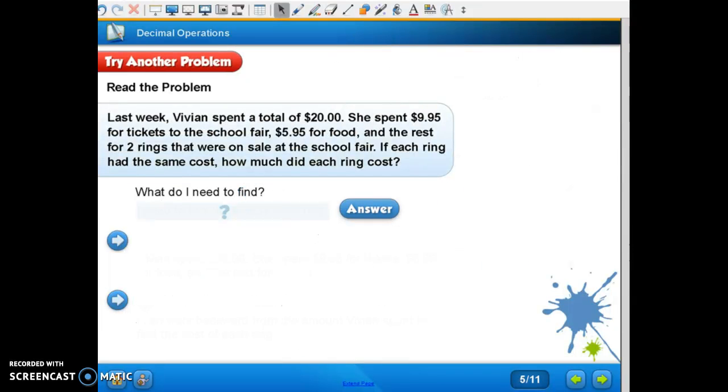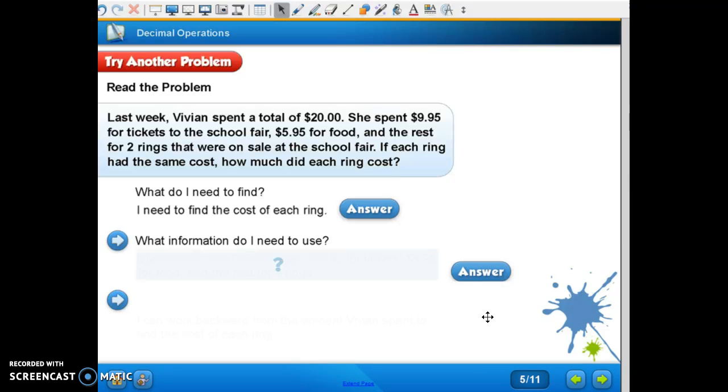Last week, Vivian spent a total of $20. We're on page 232. She spent $9.95 for tickets to the school fair, $5.95 for food, and the rest for 2 rings that were on sale at the school fair. If each ring had the same cost, how much did each ring cost? What do you need to find? How much did each ring cost? I need to find the cost of it.